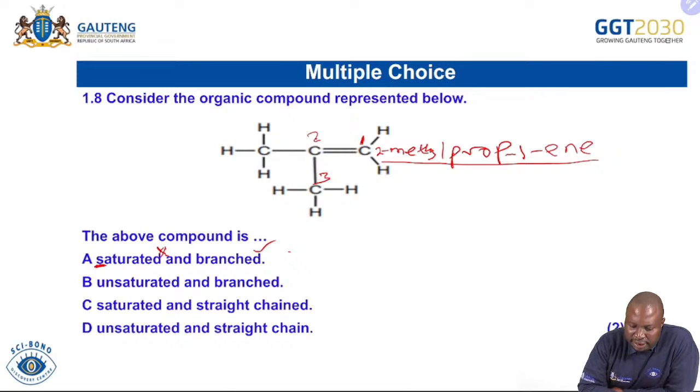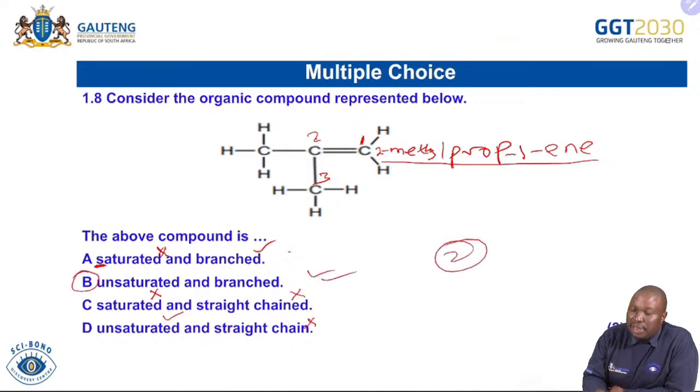The above structure is number C, saturated and straight chain. It's not saturated, it's unsaturated. It's not a straight chain, so it's wrong. The above structure is unsaturated. Yes, it's unsaturated because it has a double bond. And straight chain, no, it's not straight, it has a branch. Hence, our answer will be number B. Then you will be able to get the 2 marks.